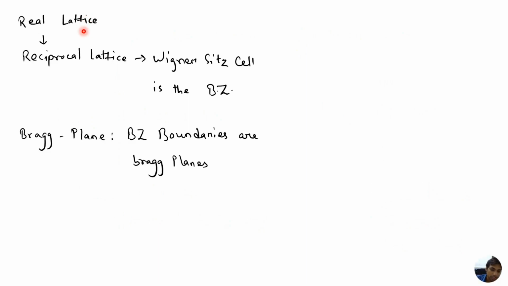So what we have is a real lattice. Real lattice means the lattice points correspond to the locations of atoms. From there we can construct a reciprocal lattice, and the Wigner-Seitz cell in the reciprocal lattice is called the Brillouin zone, spelled B-R-I-L-L-O-U-I-N. And what are Bragg planes? The Brillouin zone's boundaries are called the Bragg planes.